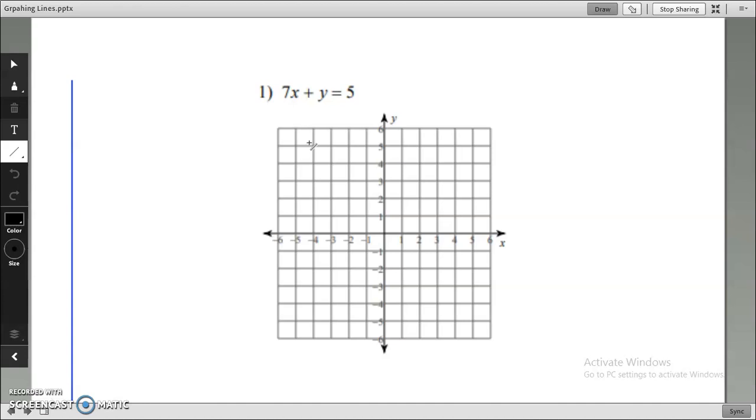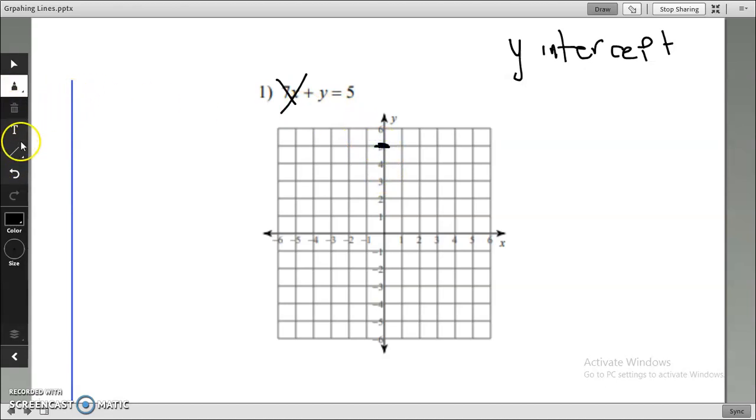intercepts. So if I use my intercepts, let's say I want to use my y-intercept. The y-intercept is the place where my graph crosses the y-axis. And if it's the place where the graph crosses the y-axis, that means my x is 0. So when my x is 0, my y equals 5. So my y equals 5 is right here.